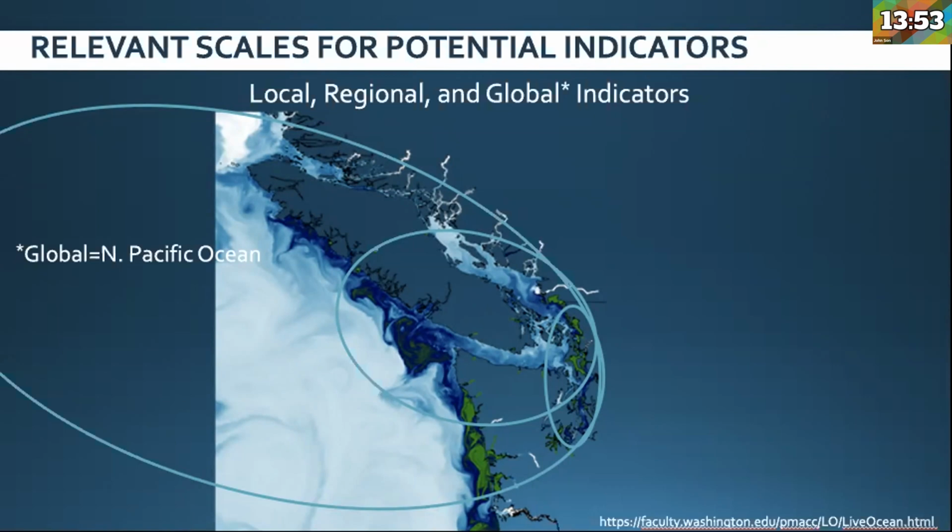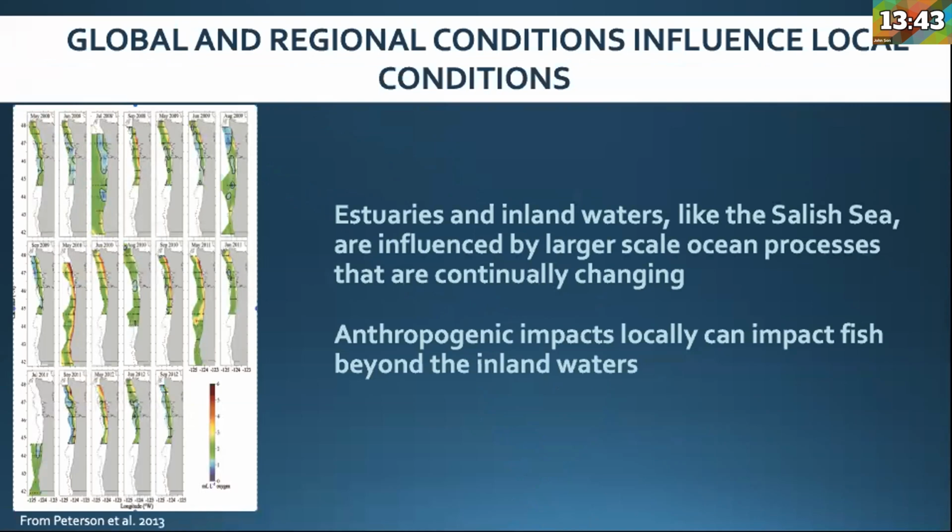And we at first went down the road of explicit scales and evaluating those. And then we decided that for each hypothesis, we wanted to nest the scales together. So the important thing here is to realize that global and regional conditions influence local conditions and vice versa. Estuaries and inland waters like the Salish Sea are influenced by these larger scale processes that are continually changing, not just seasonally, but as we've talked about on a number of occasions, with climate change and various other marine shifts over time. But it's also important to note that anthropogenic impacts locally can impact fish beyond the inland waters. And this is what Brian Burke referred to with the carryover effects. So there are things like contaminants that the fish show signatures of while they're well offshore, so not just in the Salish Sea. So there's this back and forth of scales of influence in this area.